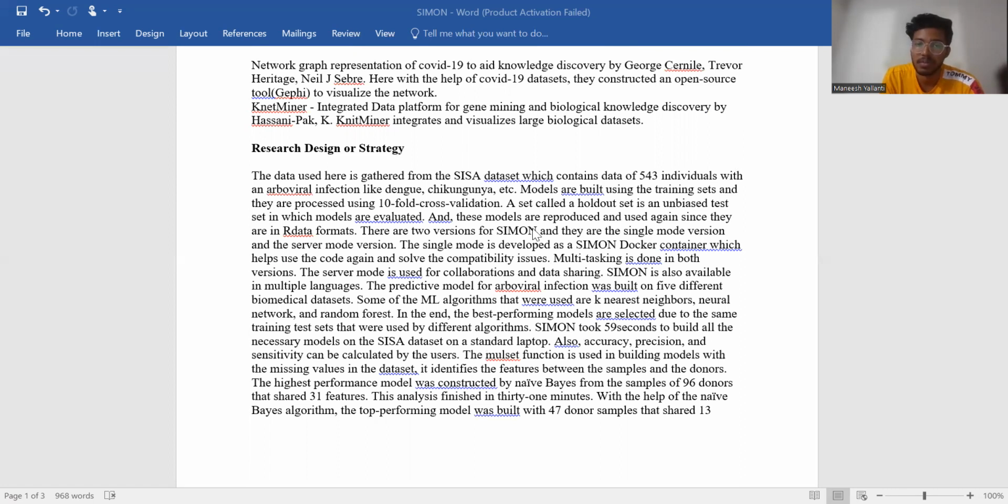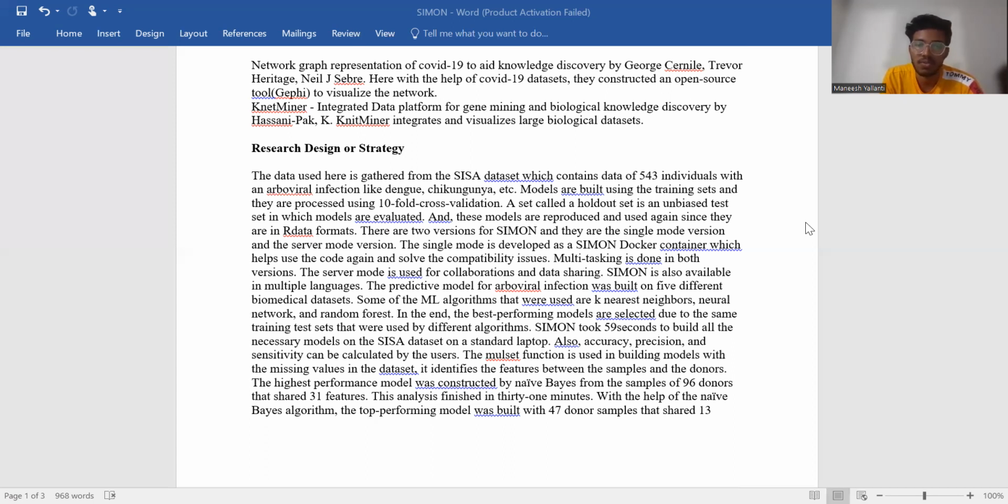There are two versions of Simon, the single mode version and the server mode version. The single mode is developed as a Simon Docker container, which helps reuse the code and solve compatibility issues. Multitasking is done in both versions. The server mode is used for collaborations and data sharing. Simon is also available in multiple languages.